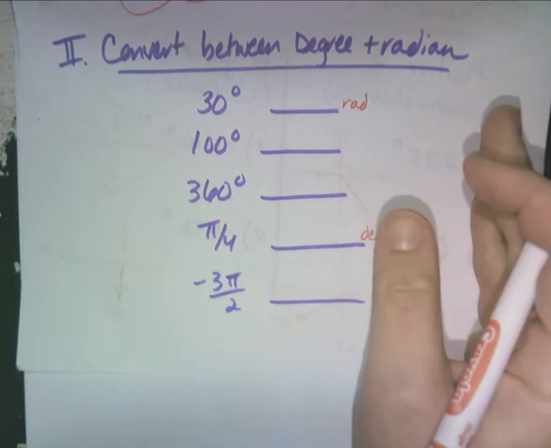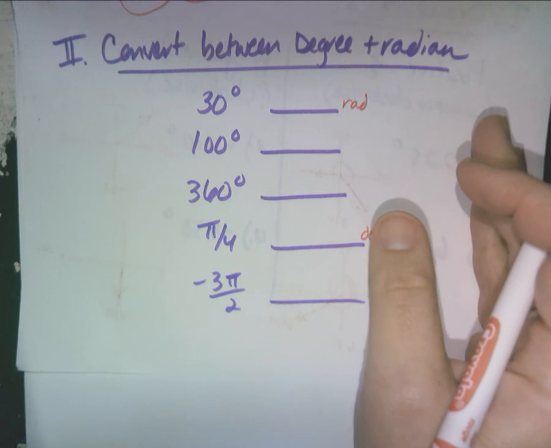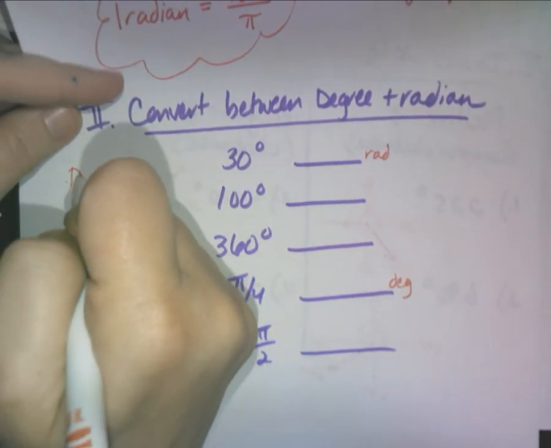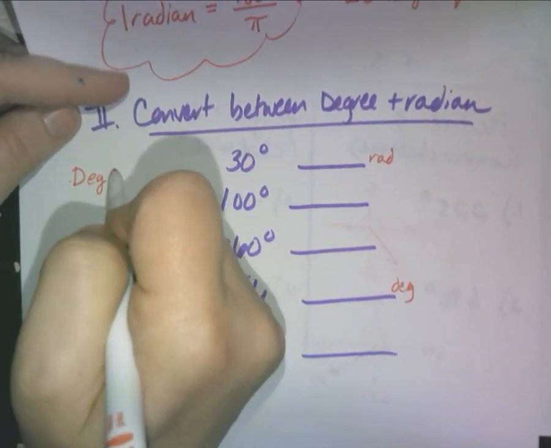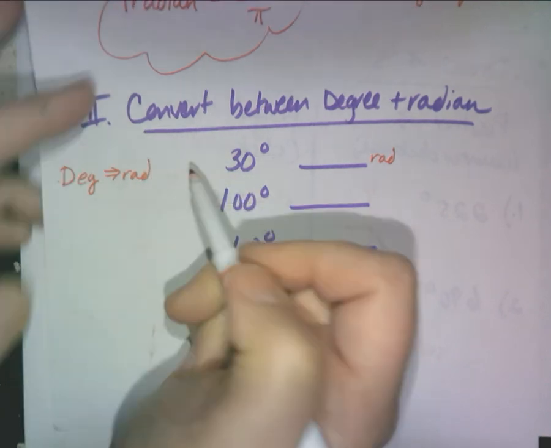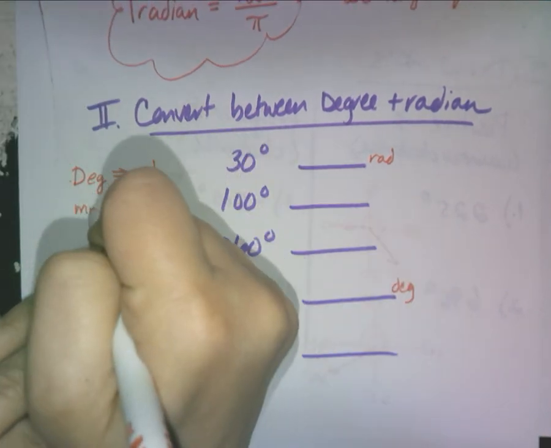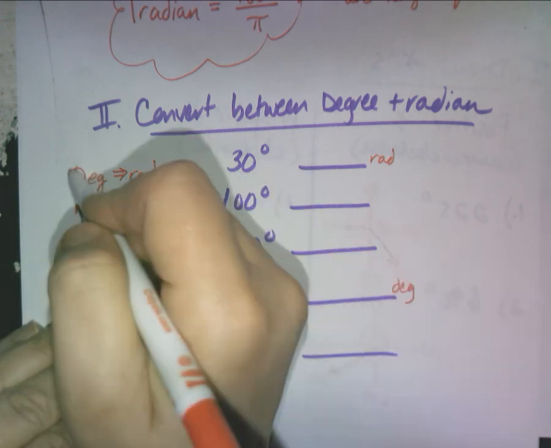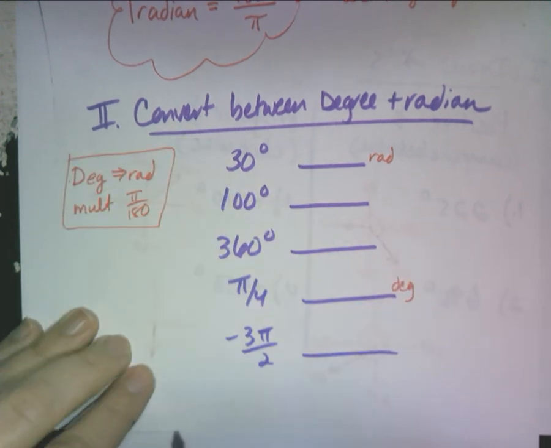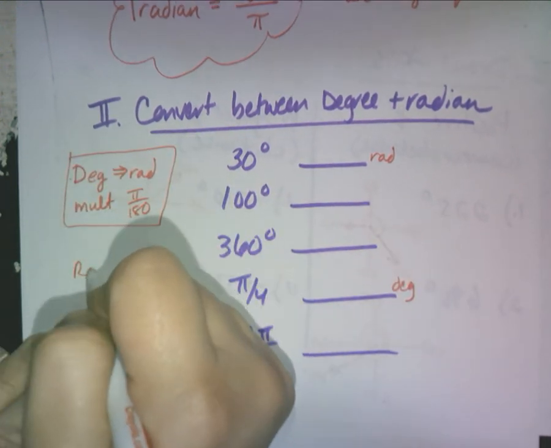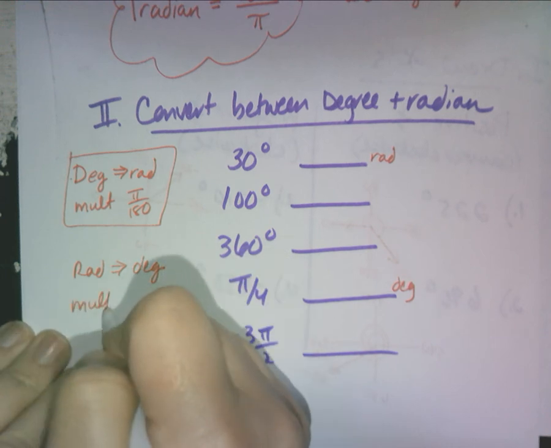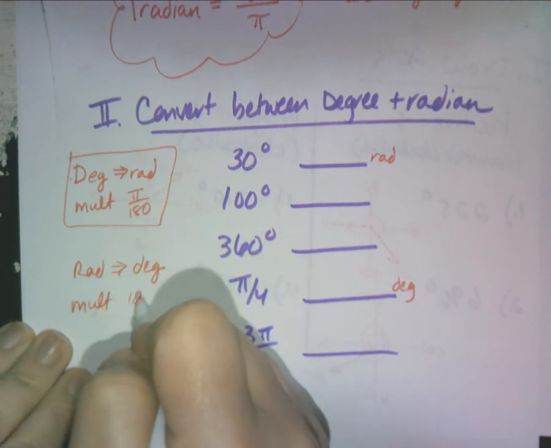If you've done conversions with Mr. Risley, right? That's what we're doing. We're doing the dimensional analysis. If that doesn't make sense to you, then you can memorize this. To go from degree to radian, you multiply by pi over 180. To go from a radian to a degree, you multiply by the reciprocal of that, 180 over pi.